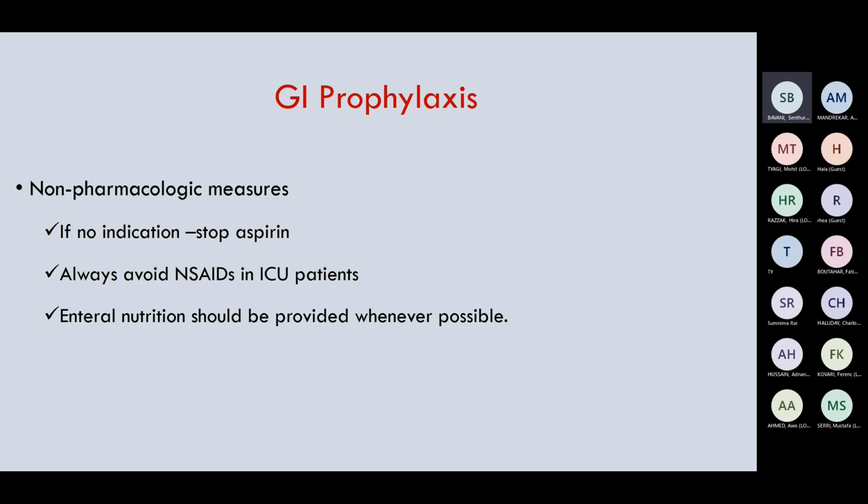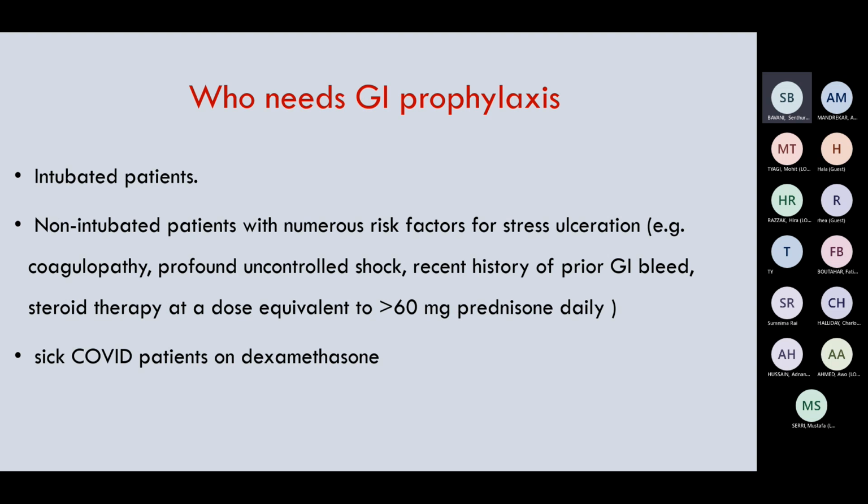Gastrointestinal prophylaxis. What GI prophylaxis can we use? We can use non-pharmacological and pharmacological measures. What are the non-pharmacological measures? If the patient is on aspirin, we have to stop it if there is no indication. If the patient is on non-steroidal anti-inflammatory drugs, we can avoid them in ICU patients. We can also start enteral nutrition as early as possible. That is one of the methods for GI prophylaxis.